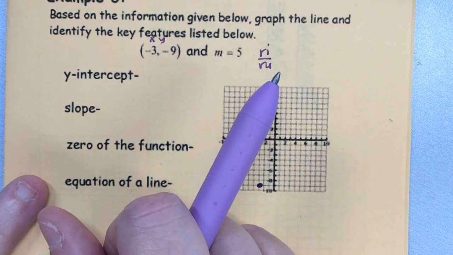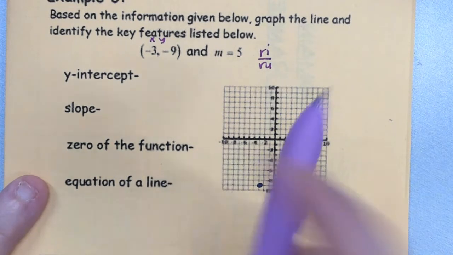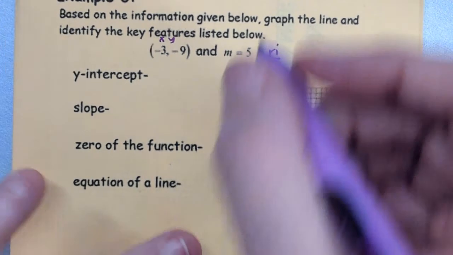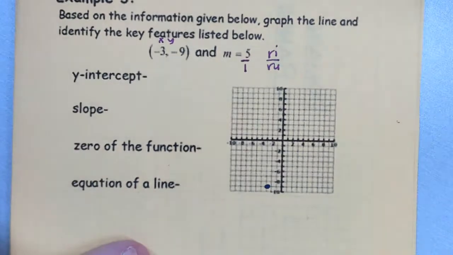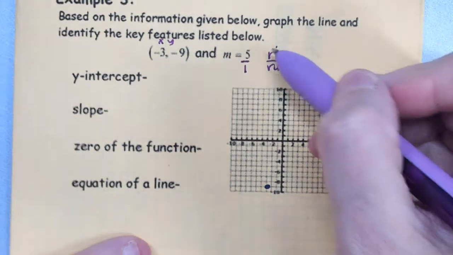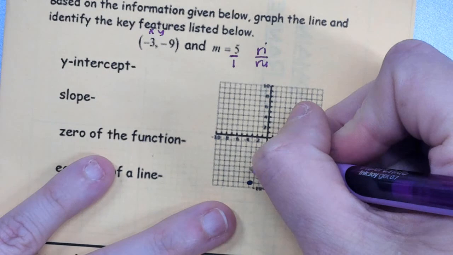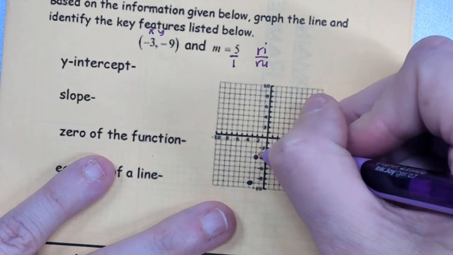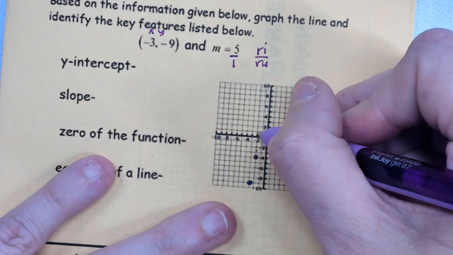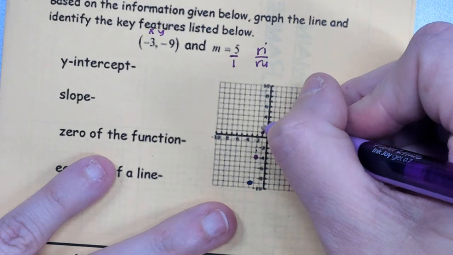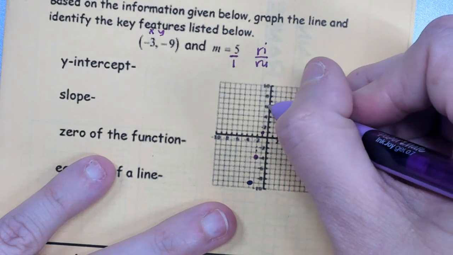I'm on the wrong one. How do I write 5? Oh, yeah. I make it a fraction. I put it over 1. That means my rise is 5, my run is 1. So that means I'm going to go up 1, 2, 3, 4, 5, and over 1. Up 1, 2, 3, 4, 5 over 1.